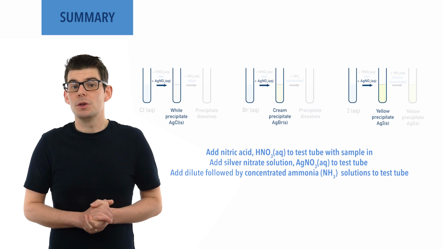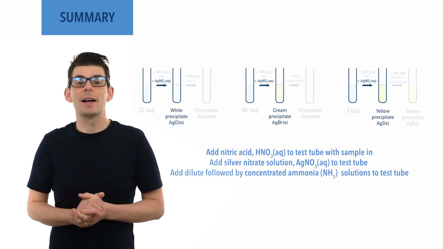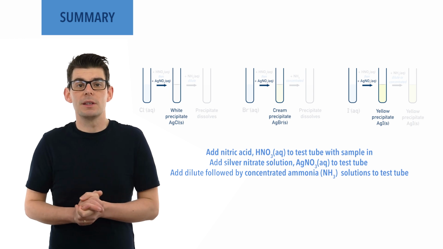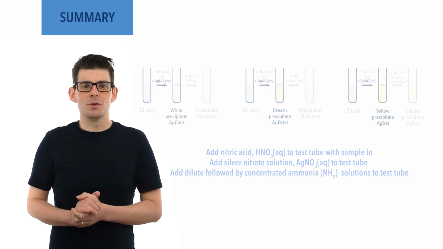The silver nitrate used must be acidified by adding acid first to ensure that any other anions present that may cause precipitates to form, such as carbonate ions, are reacted and removed from the solution.